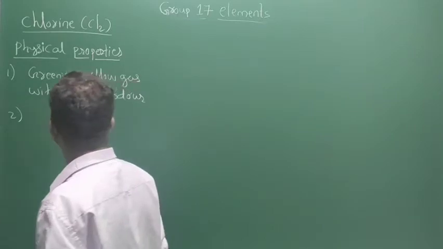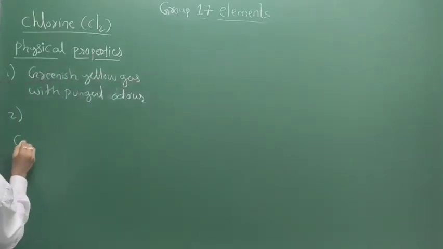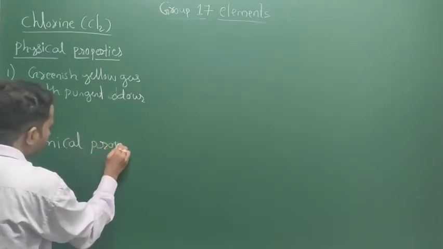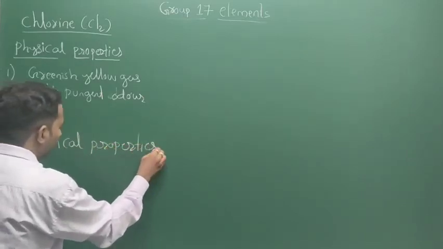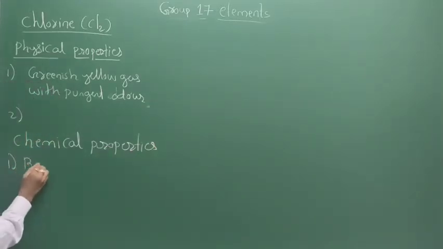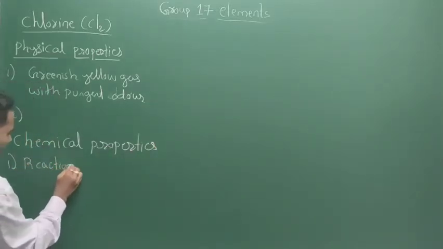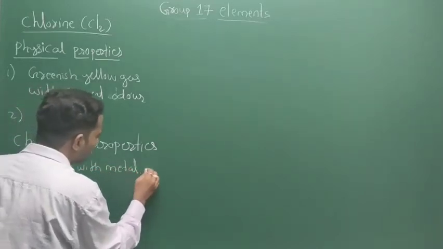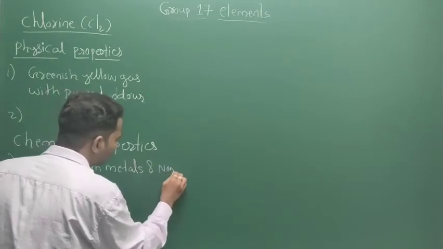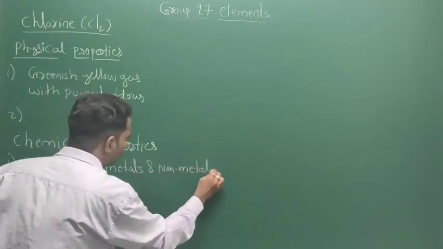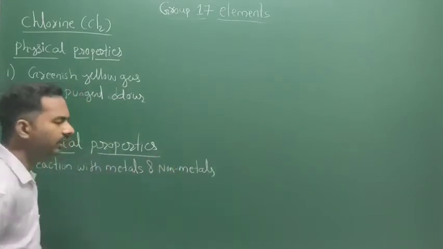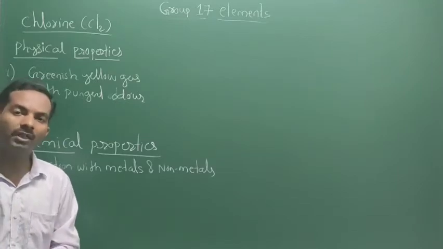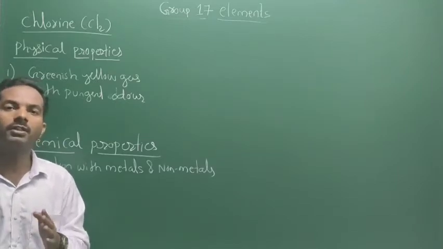So next we move towards the chemical properties. First one, reaction with metals and non-metals. Chlorine reacts with a number of metals and non-metals to form corresponding chlorides.